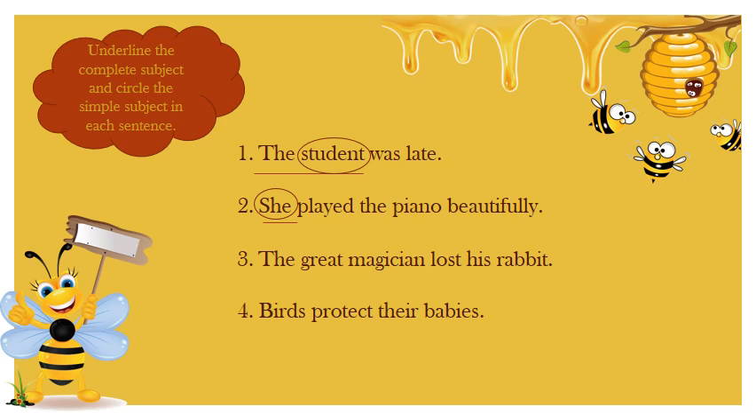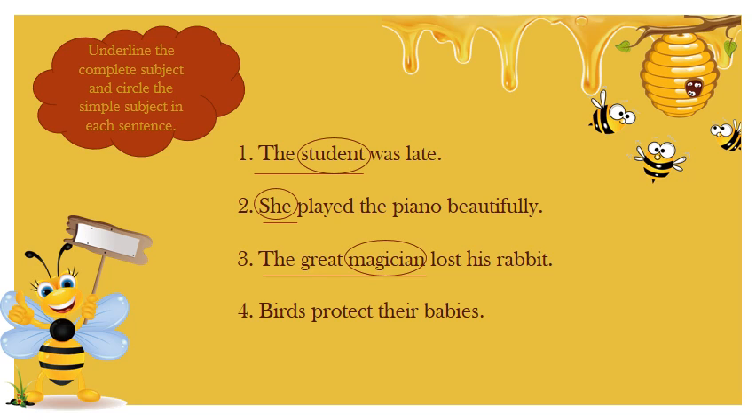Three, the great magician lost his rabbit. Who? The great magician. This is the complete subject. But what is the simple subject, the main noun, the one that will affect the meaning if I remove it? Magician. For sure, magician is the simple subject. If I say the great only, the great lost his rabbit, do I understand anything? No, great here is not a noun, so it's not considered the simple subject.